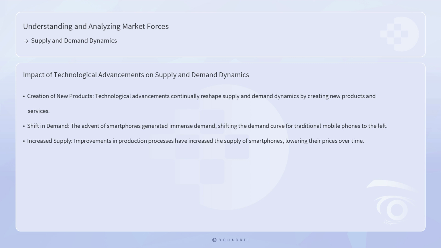Technological advancements continually reshape supply and demand dynamics by creating new products and services and enhancing production efficiency. For example, the advent of smartphones generated immense demand, shifting the demand curve for traditional mobile phones to the left. Simultaneously, improvements in production processes have increased the supply of smartphones, lowering their prices over time.